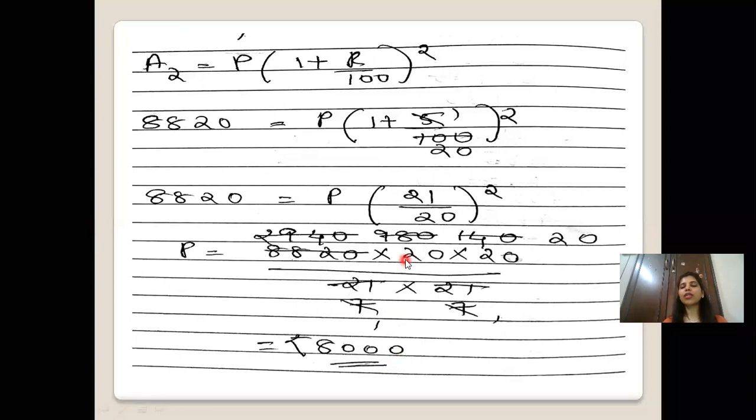No need of multiplying 20, 20 and 20. You can directly multiply 2, 2 and 2. So you get 8, and then just write these 3 zeros after 8. So you get rupees 8,000. So that is the value for the principal, and you have got the value for R. So those are your two answers which were required for the given question.